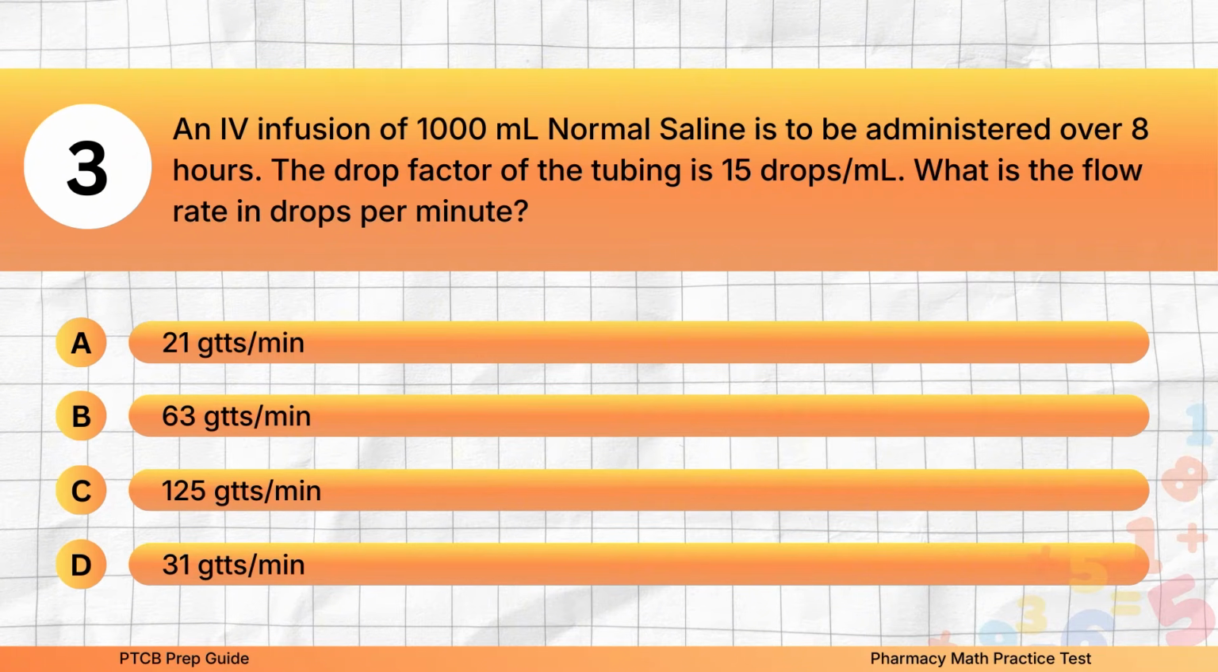Could it be A, 21 drops per minute, B, 63 drops per minute, C, 125 drops per minute, or is it D, 31 drops per minute? I encourage you to pause here. Read the details carefully, solve for the flow rate, and then I'll jump back in to show you the method.